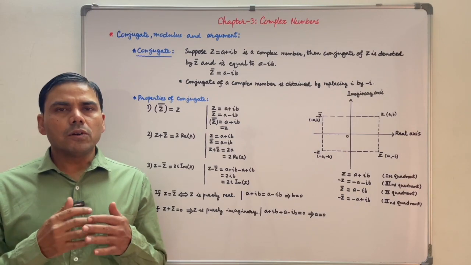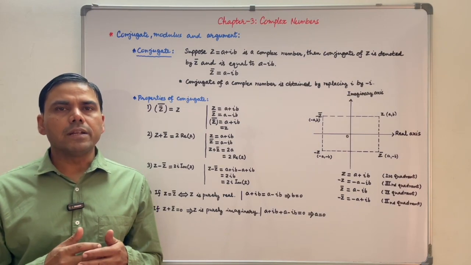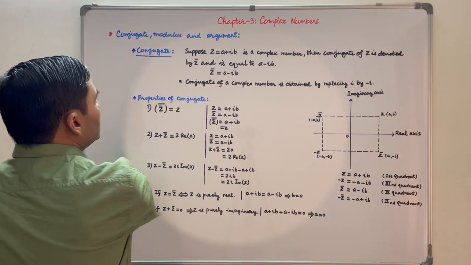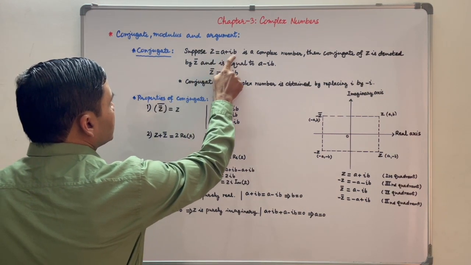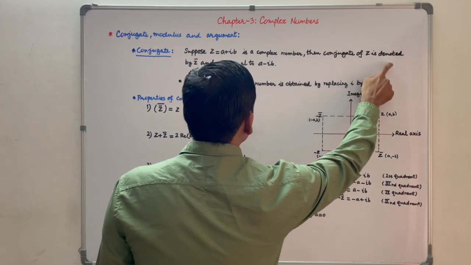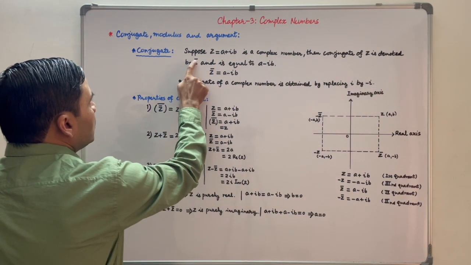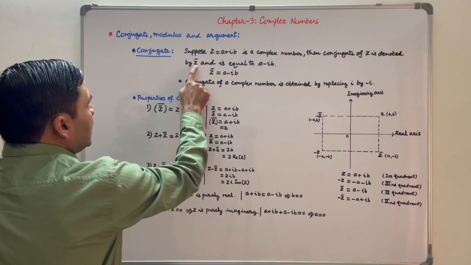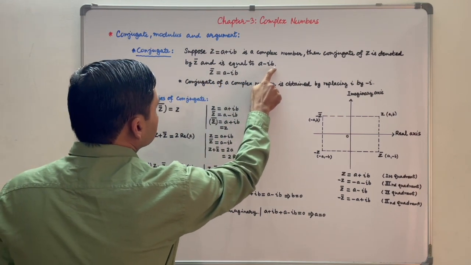Let us understand conjugate, modulus and argument. First, conjugate. Suppose z is equal to a plus ib is a complex number, then the conjugate of z is denoted by z bar, a small horizontal line over z, and it is equal to a minus ib.